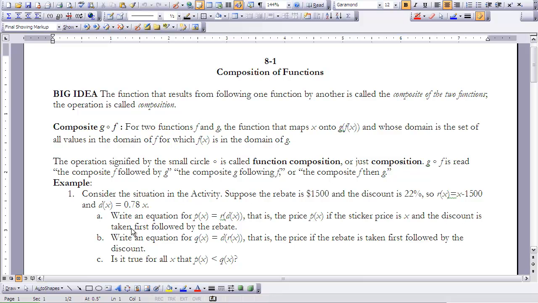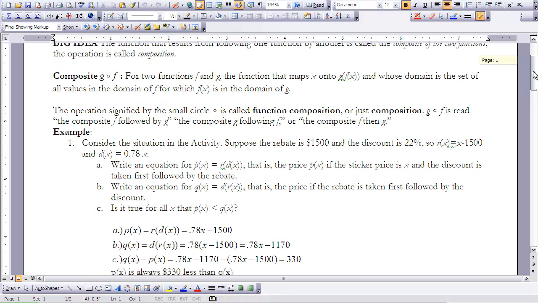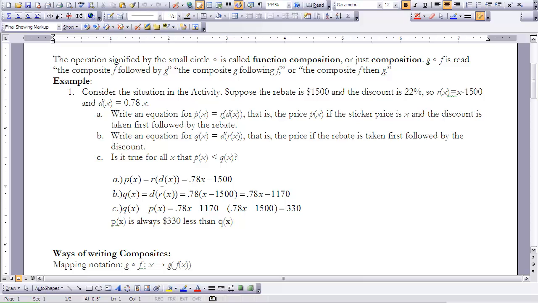So the first thing we're going to do is write an equation for the price of our car, so p of x, if we take the rebate after the discount, so r of d of x. That is the price p of x if the sticker price is x and the discount is taken first, followed by the rebate. So let's explore that a little bit down here. If I take my discount first, that would be 78% of x, and then we want to subtract the $1,500 off.